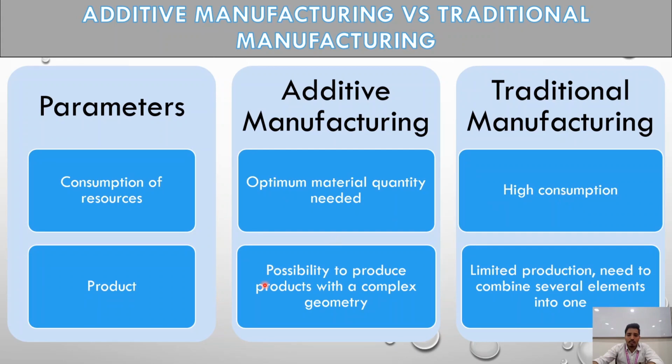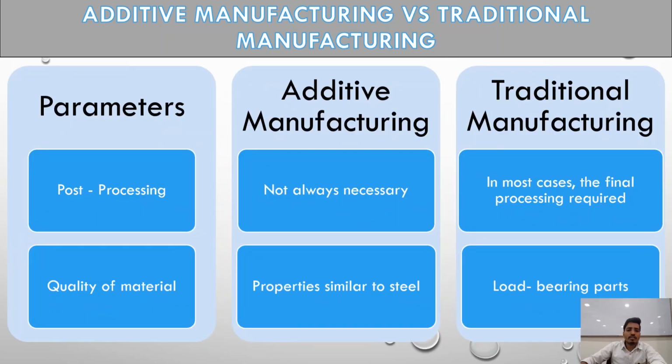Then the possibility to produce a product with complex geometry. So any complex geometry can be molded easily. Depending upon what we want, you can easily recreate it in the CAD software and design it. Then limited production in traditional manufacturing, the complexity will be quite less. Complex is more than it is limited.